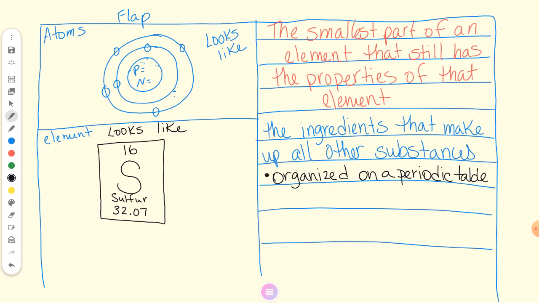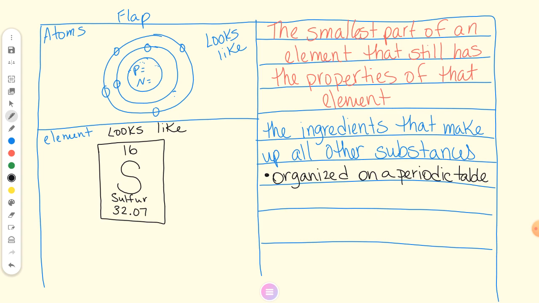Okay, so that's a single element from a periodic table. I pulled a single element from a periodic table to show us what we will see on the periodic table. We just see a whole lot of those. Okay, next thing we're going to do is the last two definitions and then we'll come back and draw a picture.